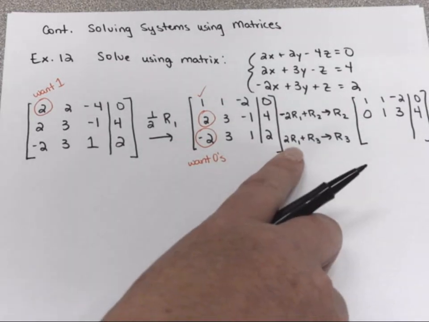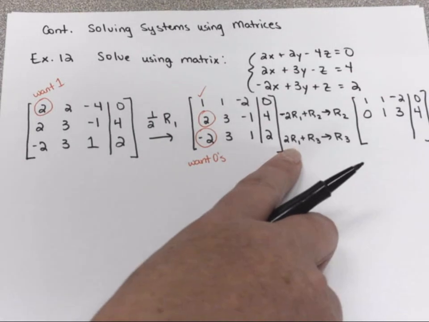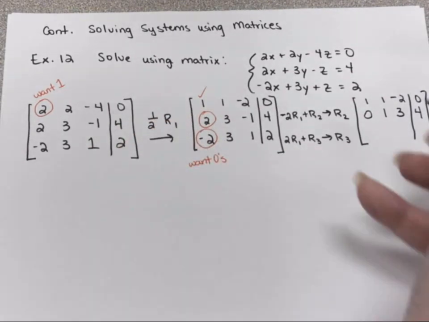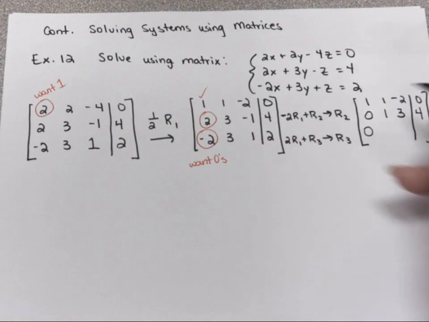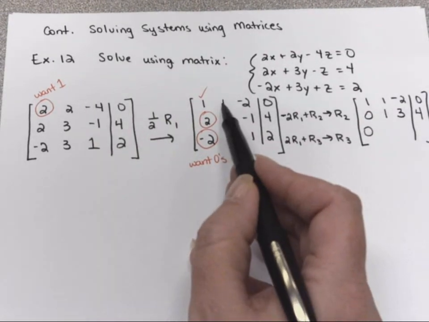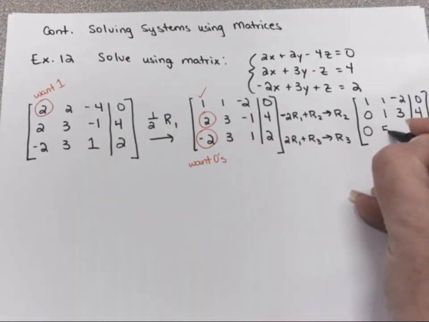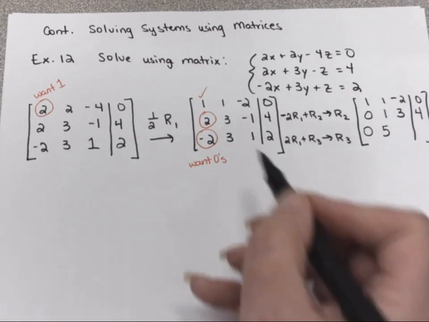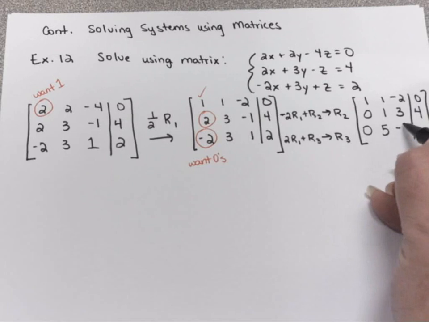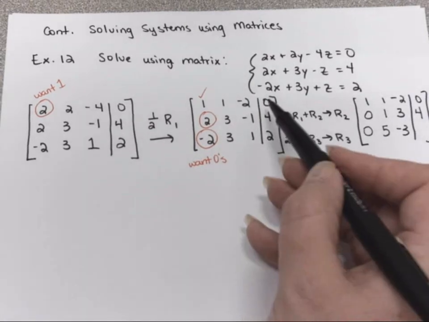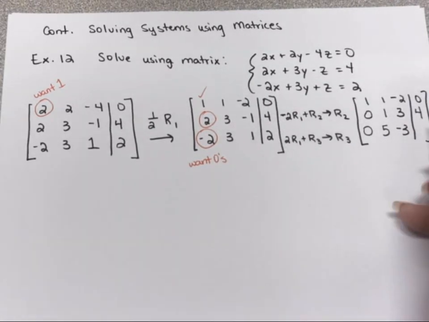Okay, so now the second instruction says twice row 1 plus row 3. So 2 times 1 plus -2 is 0. That's actually why we chose those instructions, right? So we should get a 0 there. 2 times this plus this would be 5. 2 times 1 plus 3 is 5. 2 times -2 is -4, plus 1 is -3. And then lastly, 2 times 0 plus 2 would be 2.